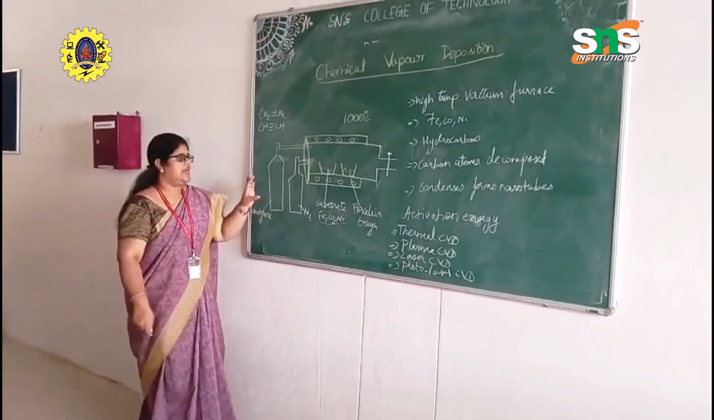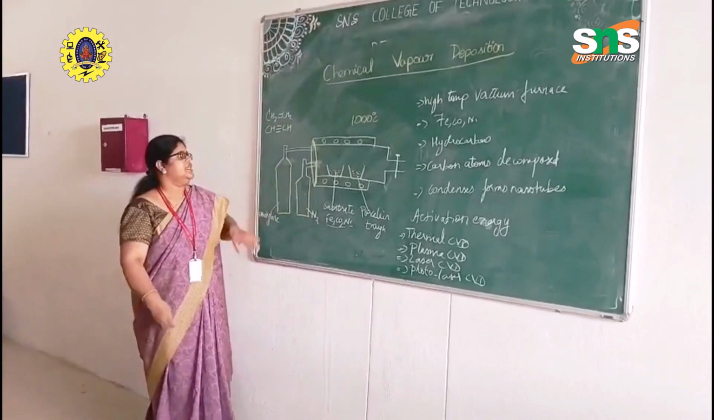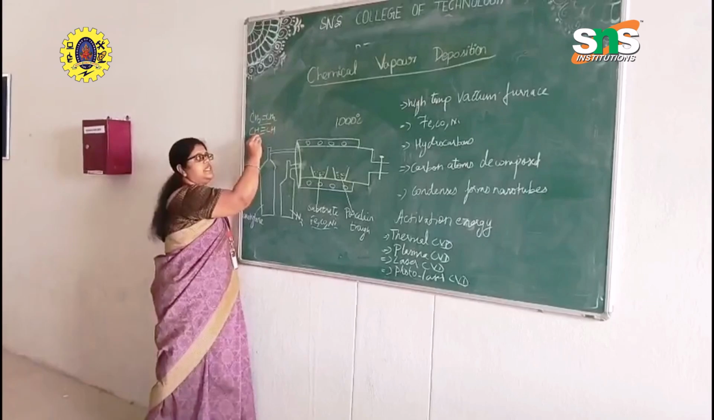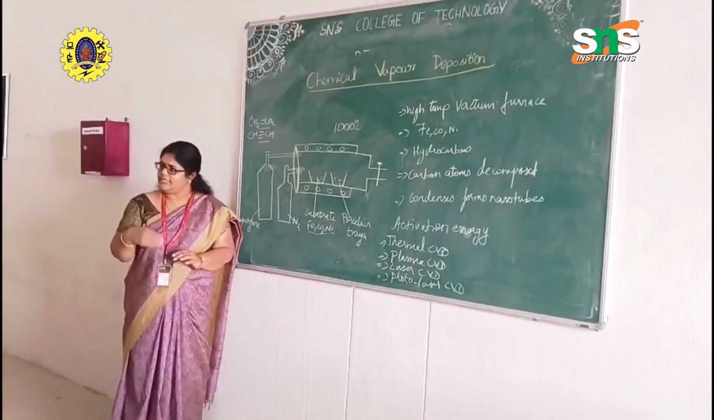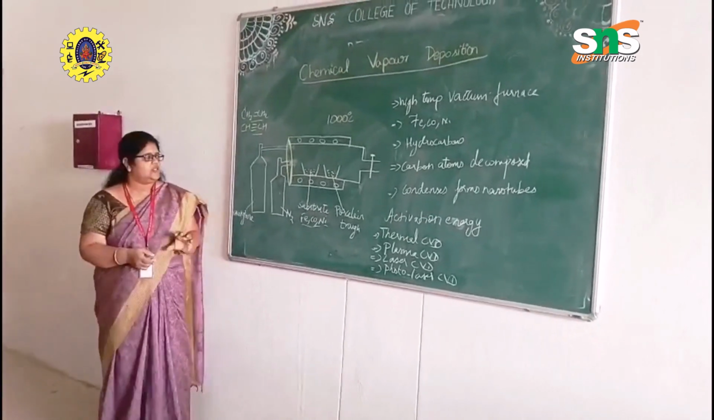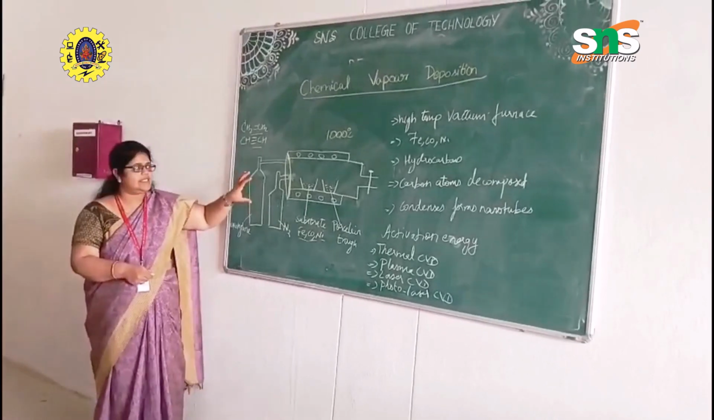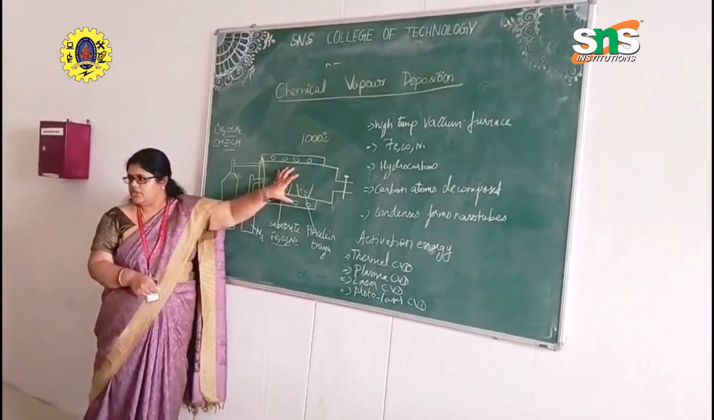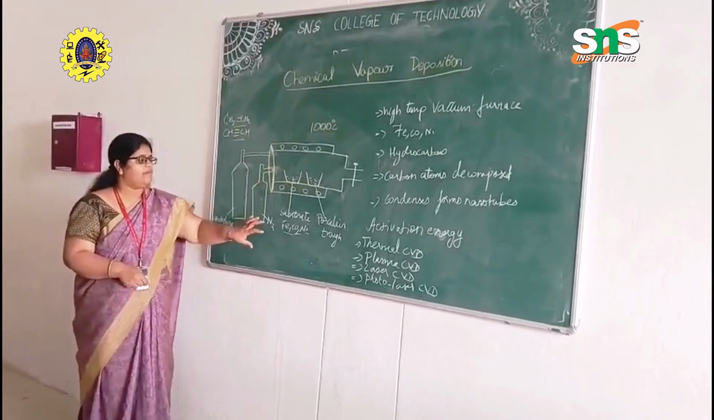Here we have two cylinders containing either methane or acetylene. What are methane and acetylene? They are nothing but hydrocarbons. So this methane and acetylene are let inside the vacuum chamber, which is maintained at a very high temperature, and you are passing an inert gas.